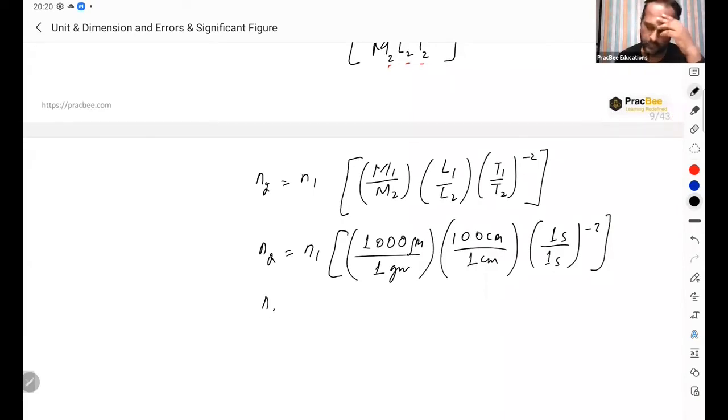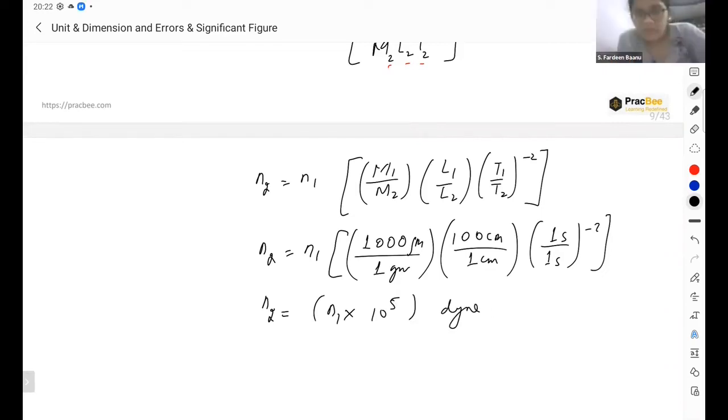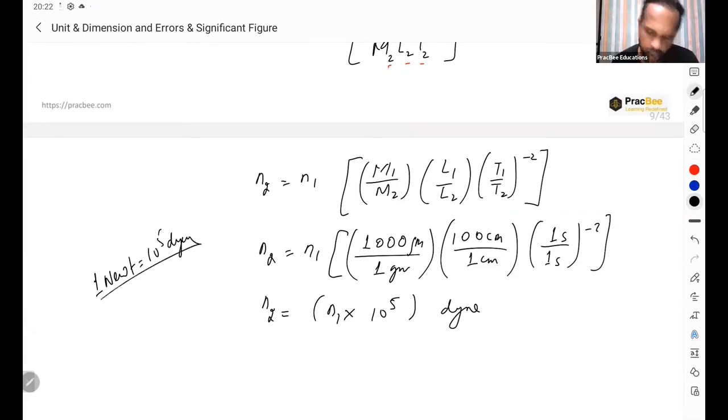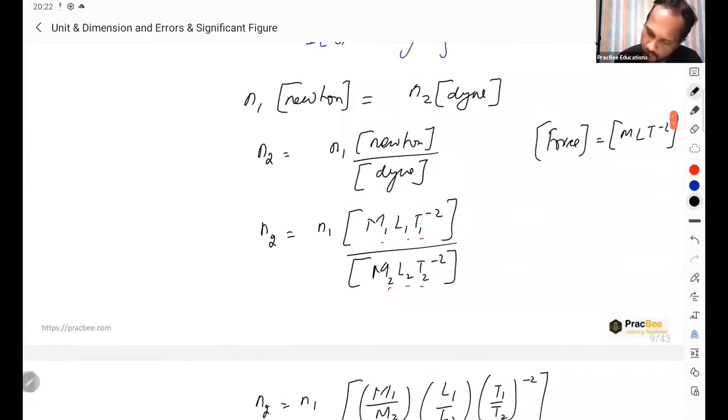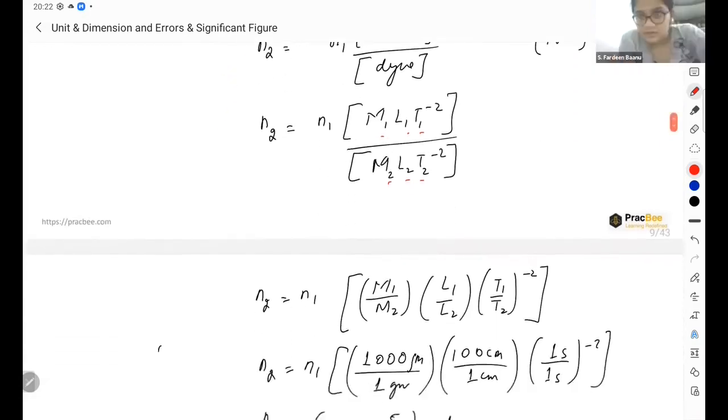So you will see here that I get N2 is equal to N1 into 10 to the power 5. So this N2 is equal to this much dyne. So I got that N2 is equal to N1 into 10 to the power 5 dyne. That means 1 Newton is equal to 10 to the power 5 dyne. So I have converted one unit to another. This N1 was in Newton and N2 was in dyne. So I got N2. Understood?